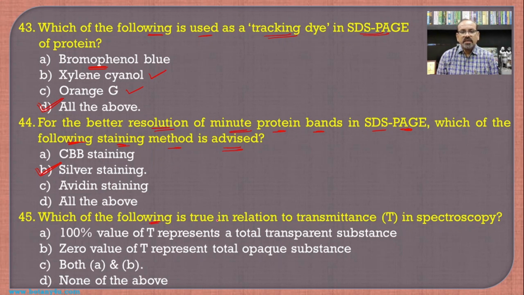Then which of the following is true in relation to transmittance in spectroscopy? If you see the spectroscopy, then the 100% value of T represents a totally transparent substance, and this is the correct one. Again, the zero value of T, that is transmittance, represents a totally opaque substance, and this is also the correct one, and hence both A and B become the answer for this question.